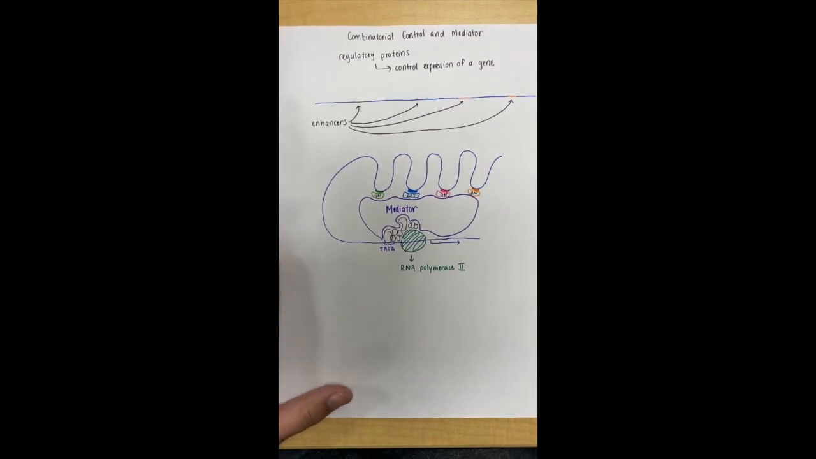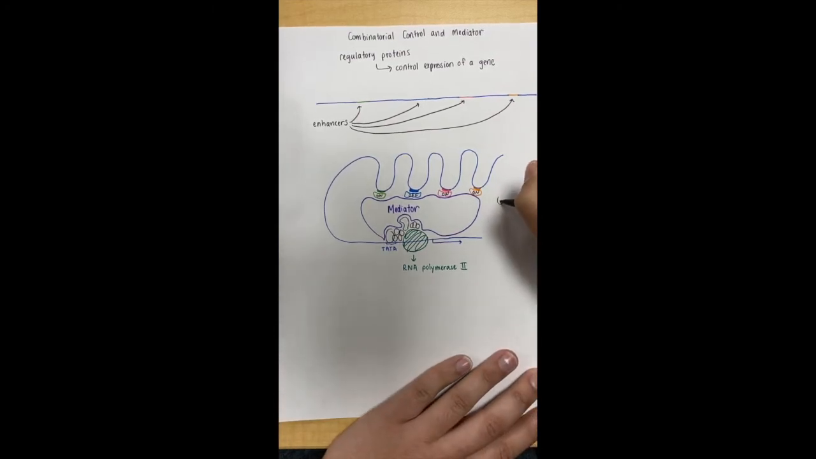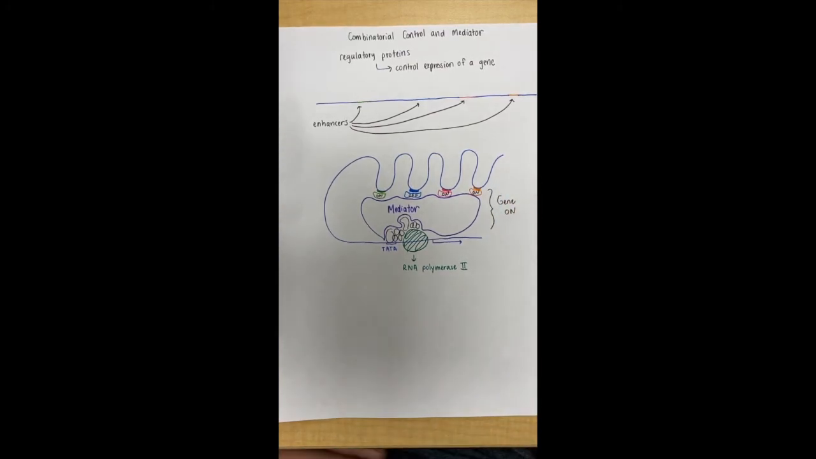So if 3 transcription factors send a signal for the gene to be on, and the 4th sends a signal for the gene to be off, mediator takes these votes and tells RNA polymerase II that the gene needs to be on.